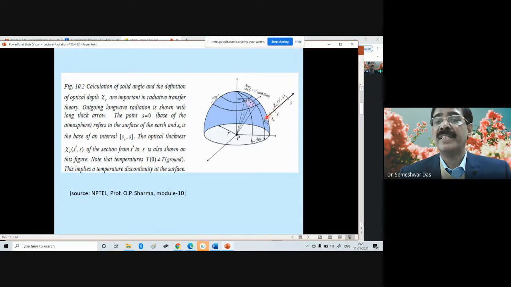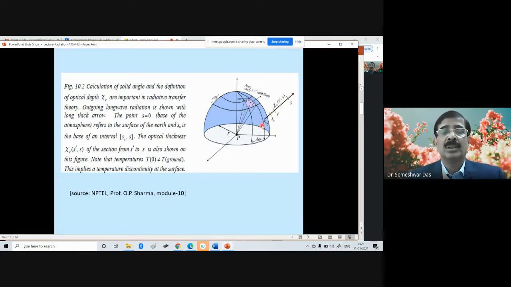That means the one which is emitted by the surface of the Earth, as well as outgoing long wave radiation can be also from the clouds which are present in the atmosphere above the Earth's surface, right? So the outgoing long wave radiation, let us say, is represented here by this thick arrow.